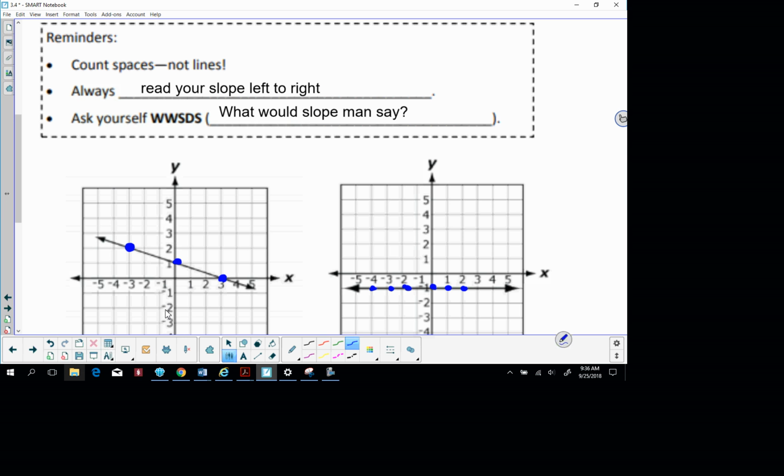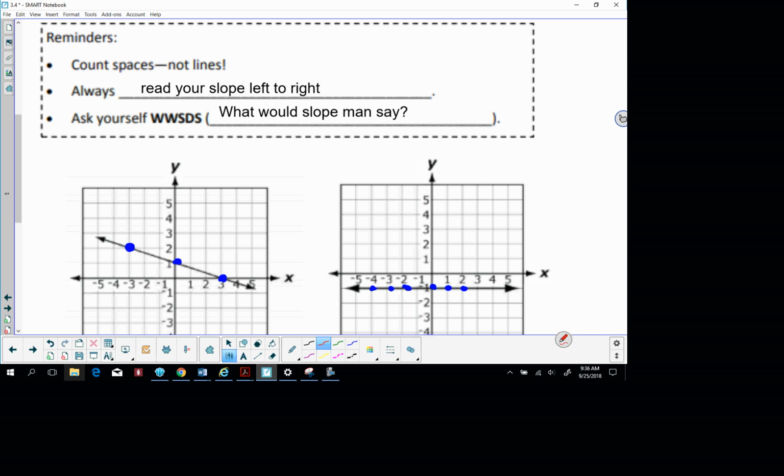So first thing we do is, we read left to right, right? Yeah. So when we read slopes, we read also left to right. So I start with the left dot, right?